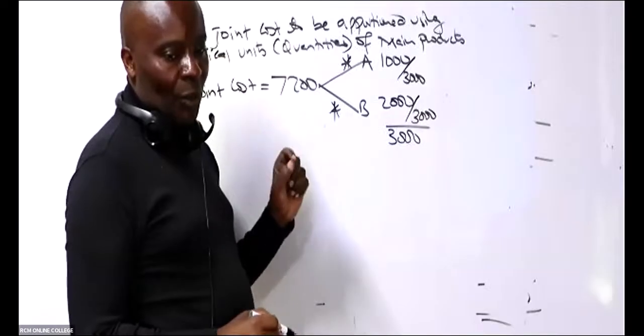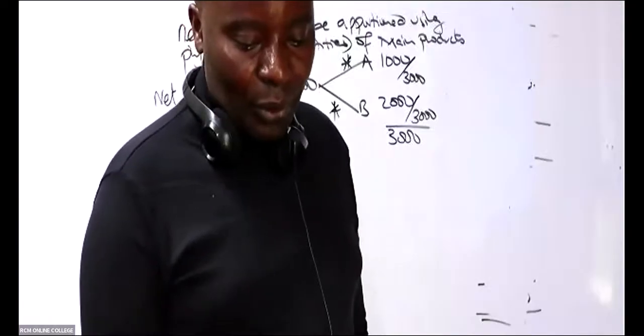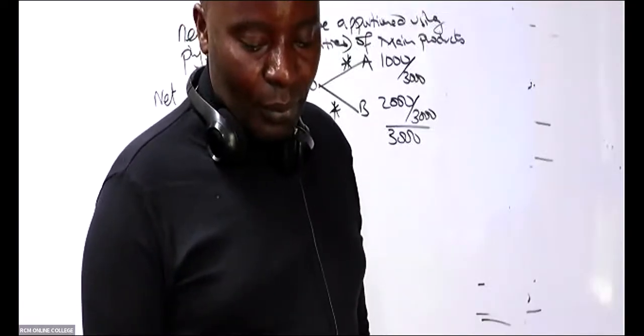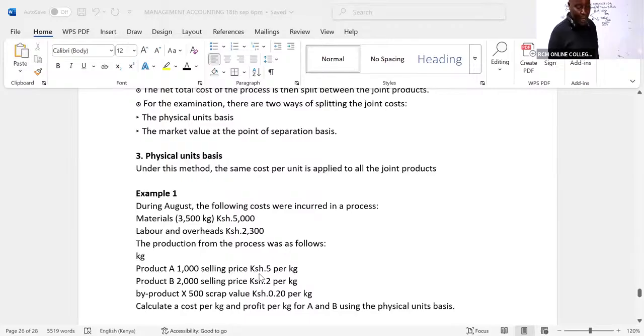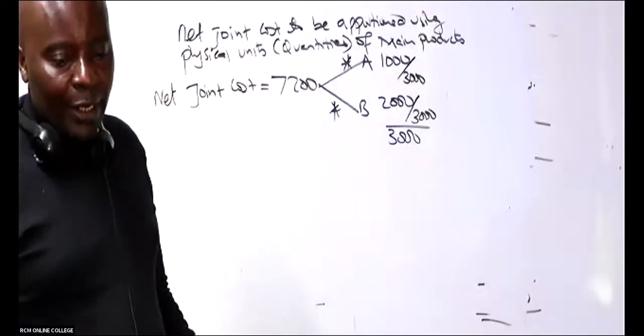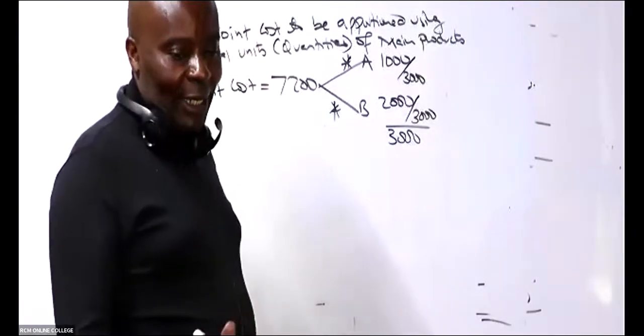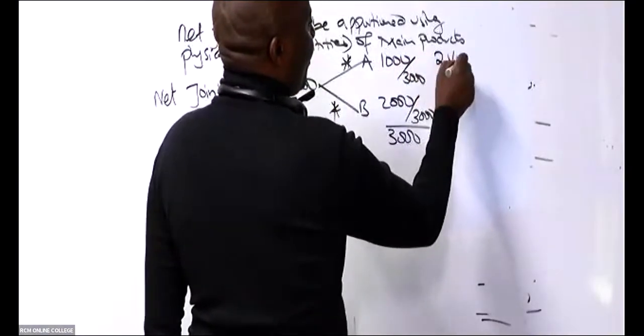Are they selling prices? No, don't use them; it will be biased. You can see here product A is 1,000 kilograms, and the selling price is the one that is 5 Kenya shillings. All right, no problem. So I'm being told that the first one is 2,400. Is that okay?